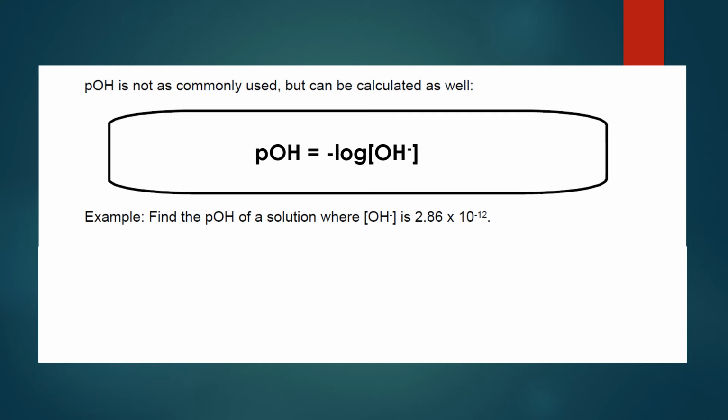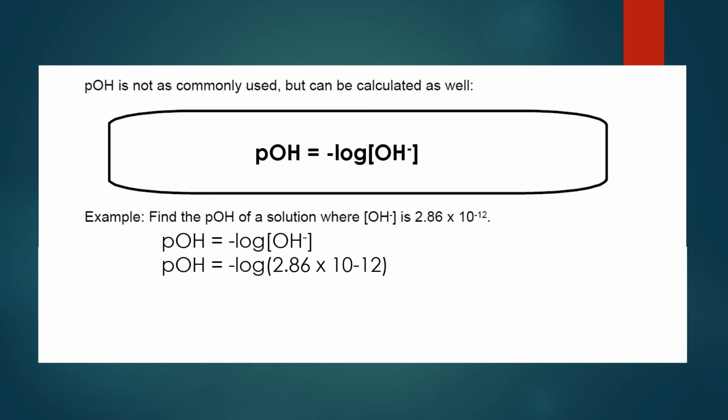Here's our example. Find the pOH of a solution where the concentration of hydroxide is 2.86 times 10 to the negative 12. We plug that into our calculator, and we get a pOH of 11.544. So with this one, we've got 3 sig figs in the original question, 3 sig figs in the final answer, counting from after that decimal point. I really encourage you to pause the video at this point, make sure that you can get this on your calculator as well, because every calculator is a little bit different, and just making sure that you know how to use your calculator will help you have success with these problems.